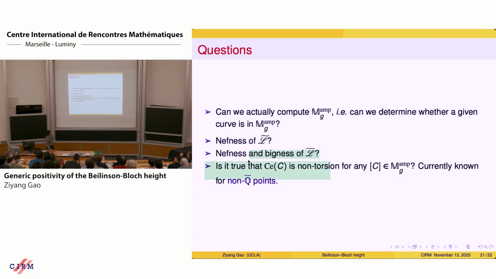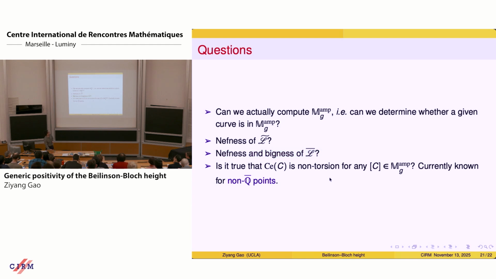This one is really just the actual positivity of the Beilinson-Bloch height. And in my opinion, the nefness is even harder than the bigness, in the sense that if you can prove nefness, then from nefness to bigness, I think, is easier than proving the nefness. So you see, this is really, really hard. It's not like the abelian scheme case, where the nefness is given for free, basically.